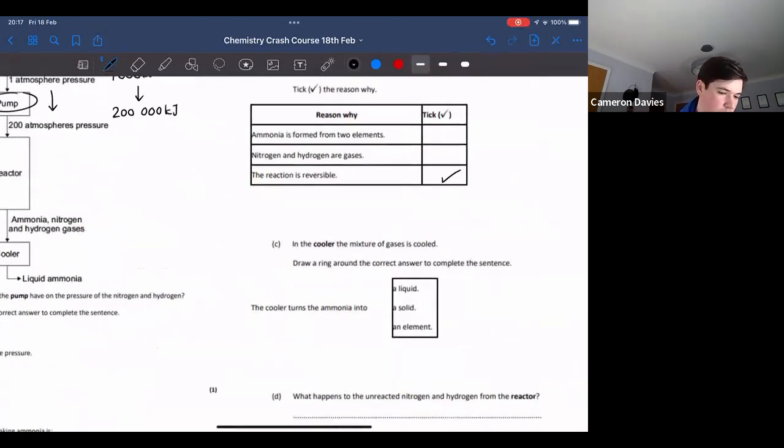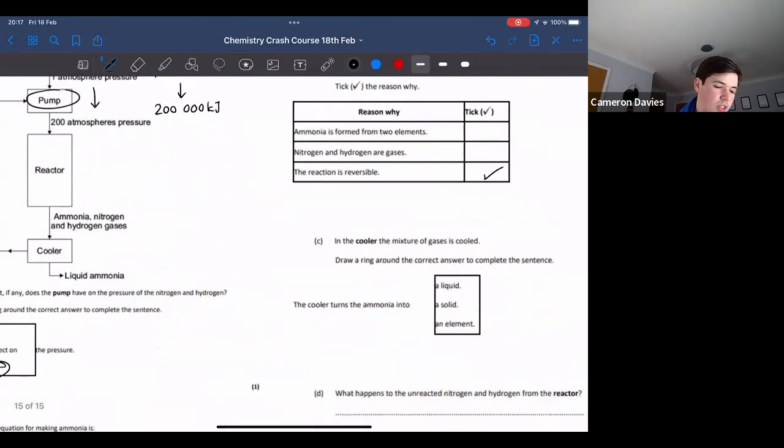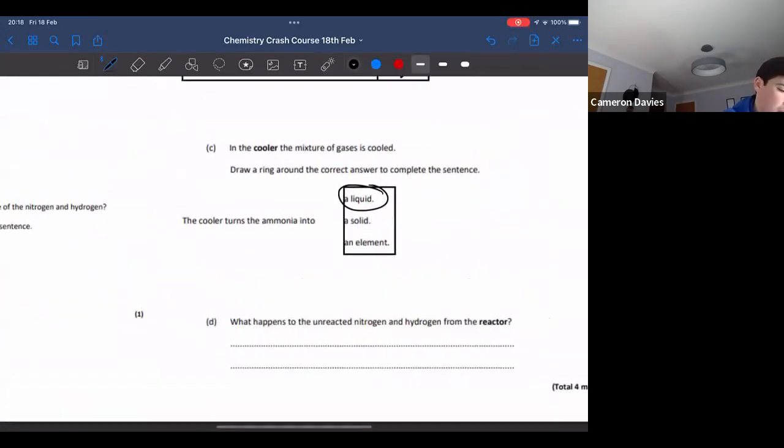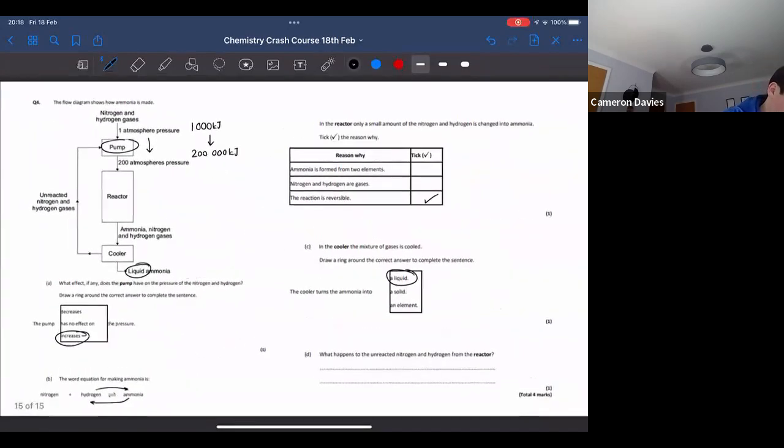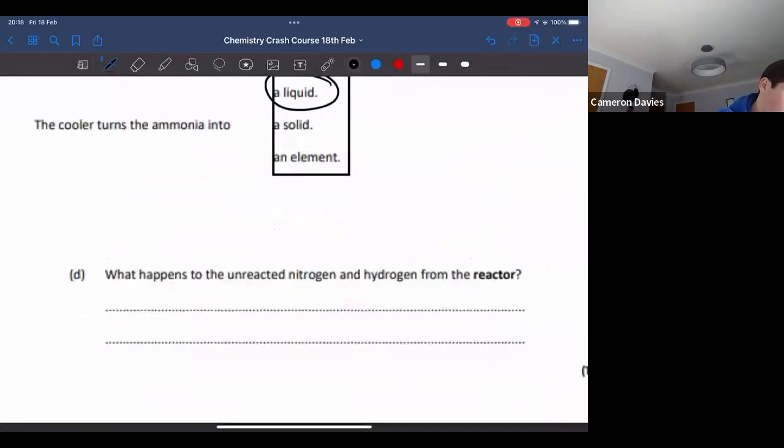Then we're looking at the cooler, and it says in the cooler, the mixture of gases is cooled. The cooler turns the ammonia into what? As you can see, it's written that it's changed into a liquid. We're producing liquid ammonia. Then it asks what happens to the unreacted nitrogen and hydrogen from the reactor. As we looked at earlier, it's just recycled, so it takes part in the reaction again.